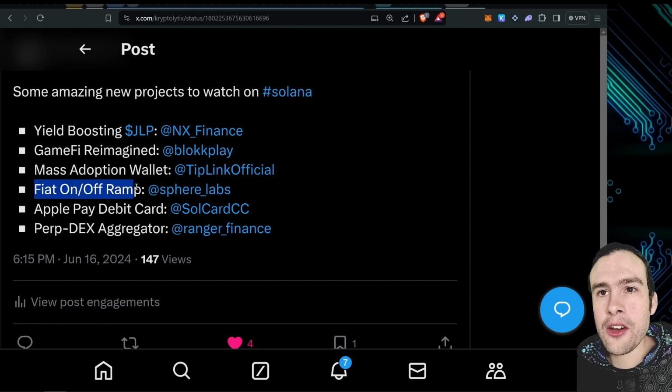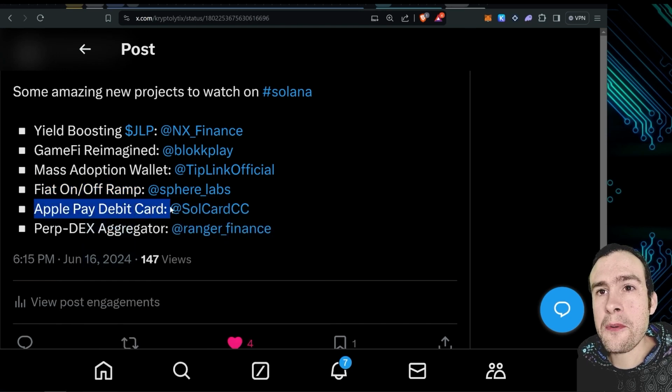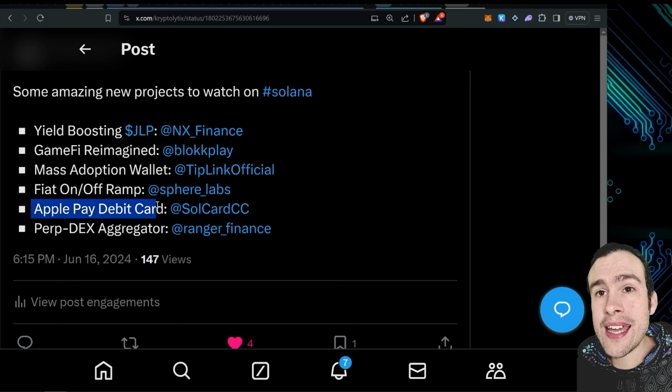It would just work. Fiat on and off ramps, Sphere Labs. Now this is a big deal. We'll cover this in more detail in a second. Apple Pay debit card, SOLC. Look at that. I've covered these guys quite a few times in the past on my videos, and now you can add it to Apple Pay. Huge PerpDEX aggregator, Range Finance.